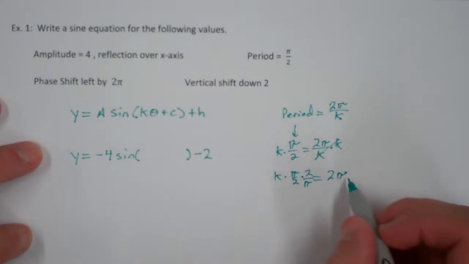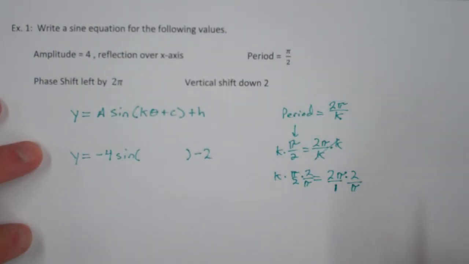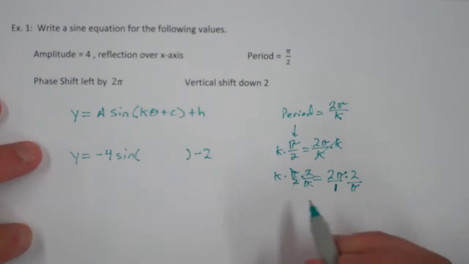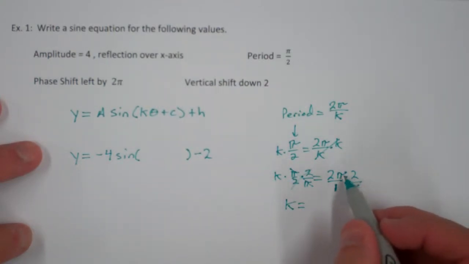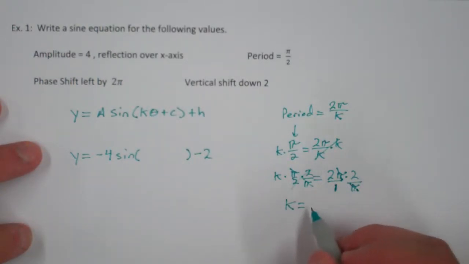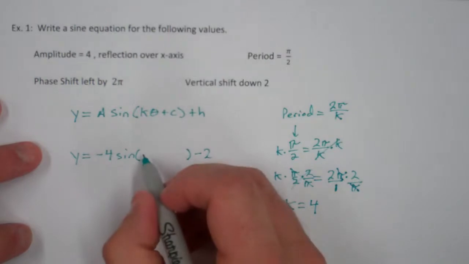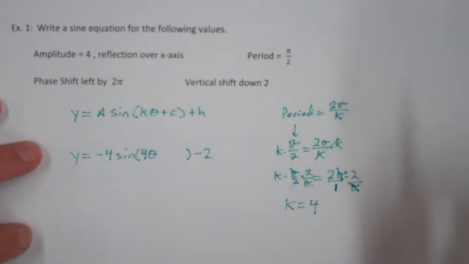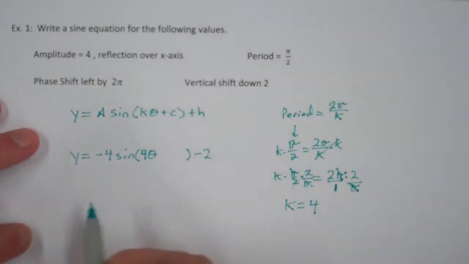So we're going to multiply by 2 over pi on each side. You can write the 2 pi over 1 if you'd like to keep track of where the values go in the fraction. 2 over 2 is 1, pi over pi is 1, so we're left with k is equal to, and now we have pi's canceling. 2 times 2 is 4, divided by 1 would be 4. So now we have 4 theta, and this could also be an x here, of course. We just need to figure out what c is.